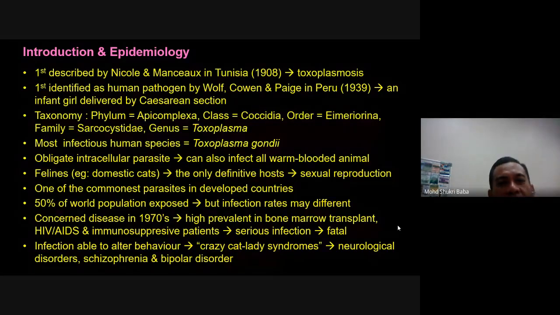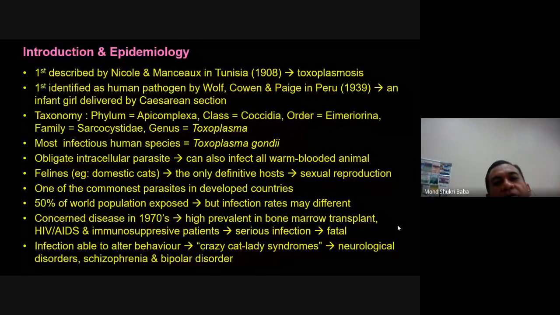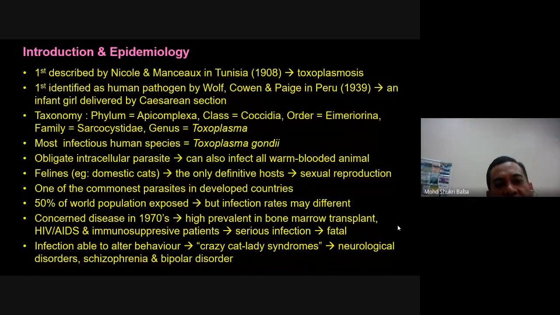Okay, next point is taxonomy. Most infectious human species adalah Toxoplasma gondii. So this is very important, Toxoplasma gondii. It is an obligate intracellular parasite, okay, which is sejenis parasite intracellular di dalam sel yang mutlak, obligate, mutlak. Okay, maksudnya Toxoplasma can be developed, orang kata berkembang di dalam intracellular sahaja. Alright, dia tak boleh di luar pada sel. Can also infect all warm-blooded animals.